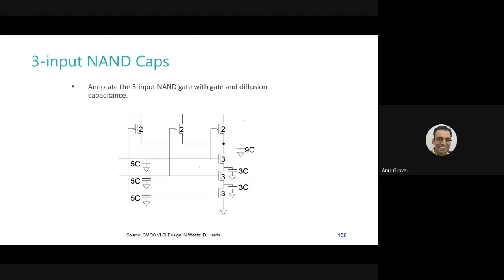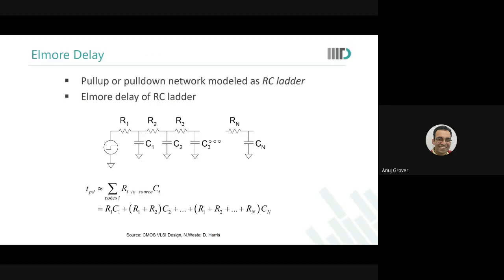Okay, so let's move forward then. So now we look at a ladder, an RC ladder. Now we look at the RC ladder and we say that my total delay of this RC ladder is given by this. This is my current source, or this is my voltage source, whatever. This is my supply, you may say. And when a change in this happens, it will propagate like this. This is the Elmore delay model of the RC ladder.